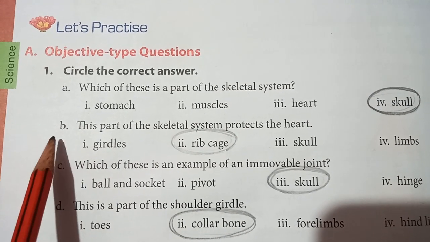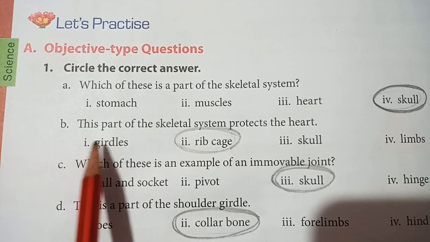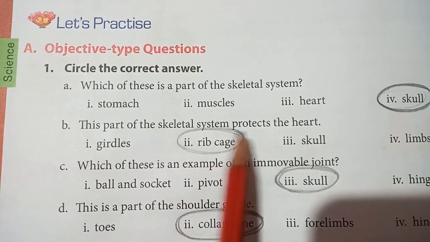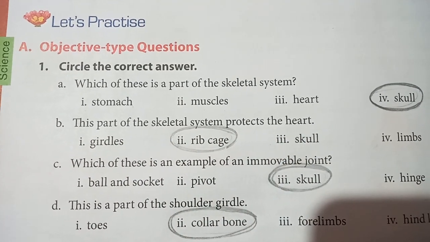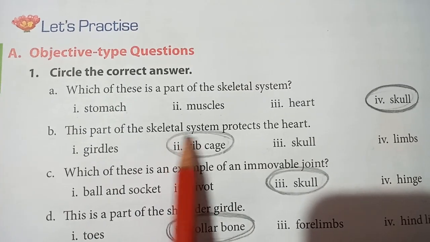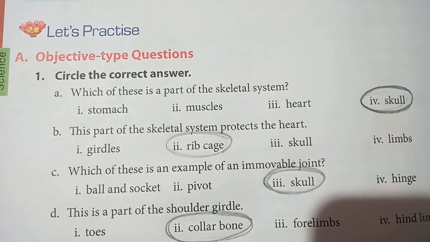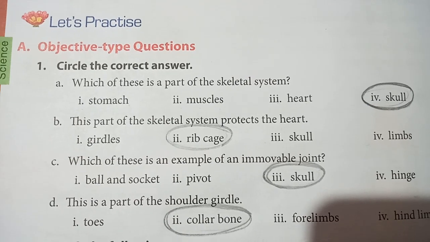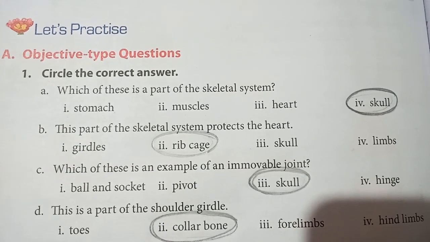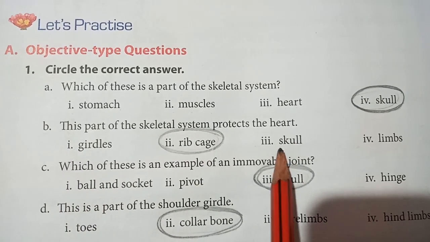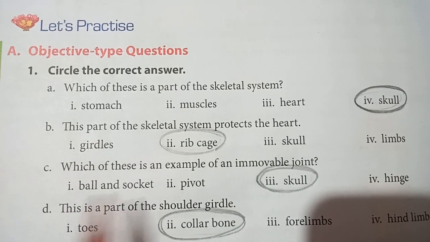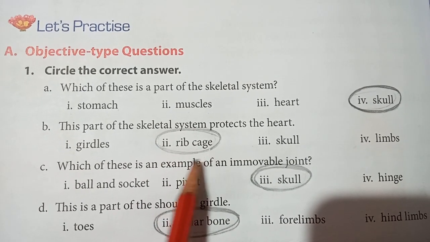Moving on to the next one, we have B part over here. This part of the skeletal system protects the heart. So it's very obvious. Rib cage protects your heart and your lungs. If you remember, we studied this topic in our previous video. Girdles, skull and limbs are really very different. Only rib cage can protect your heart.